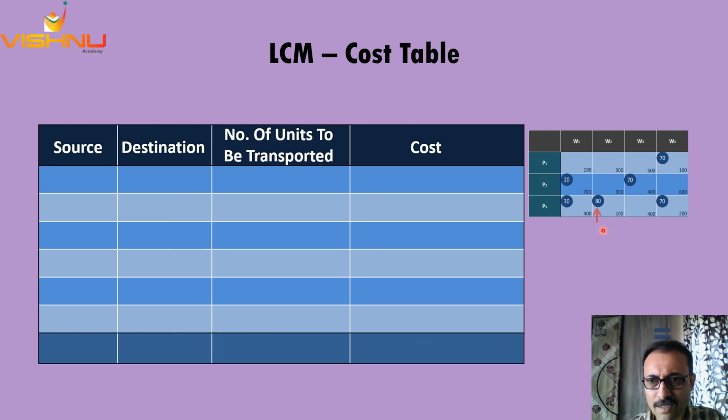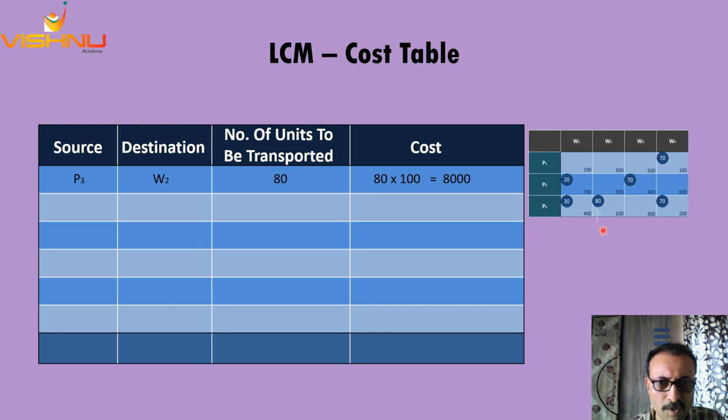It could be plain in rupees, or it could be in thousands or lakhs, depending on the volumes of the company. So we can say 100 a piece. So we write it down in the table. P3W2, how many units? 80. And what would be the cost for transportation to that particular cell? It is 80 into 100, which is 8,000.